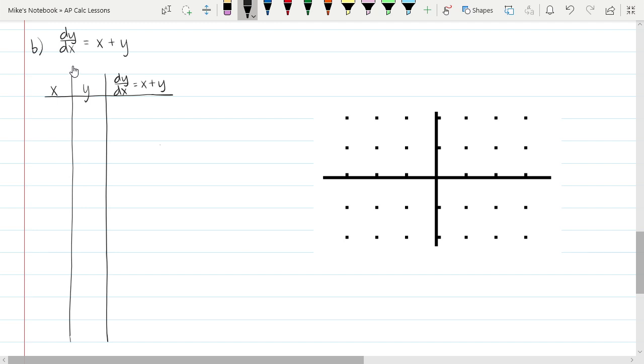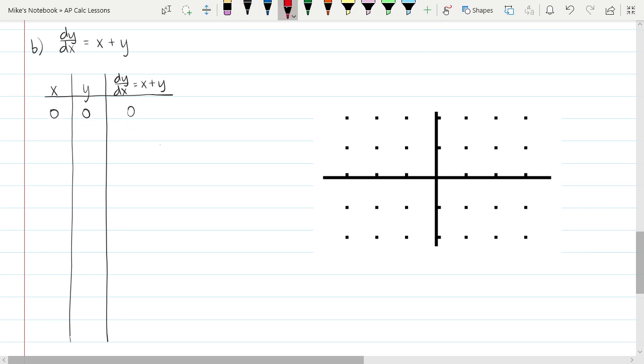Okay, so how do we start off with something like that? Well, you can just start substituting all the different values, but I like to try to look for zero slopes first. So in other words, can I think of a combination of an x and a y that would make this 0? So for example, we know 0, 0 would work.